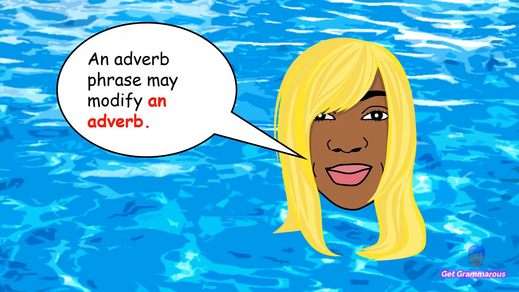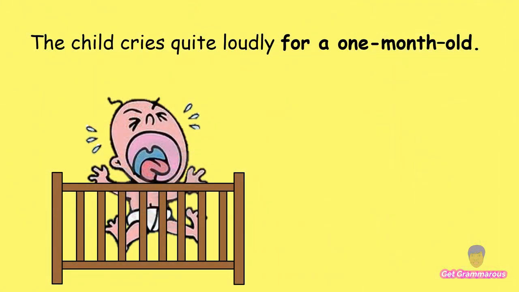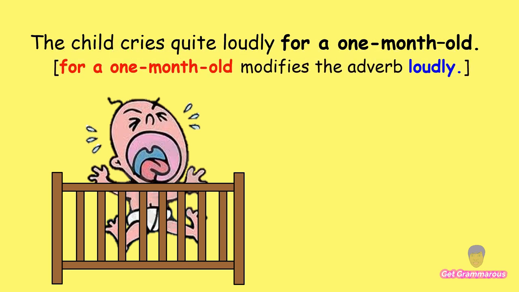An adverb phrase may modify an adverb. For example, the child cries quite loudly for a 1-month-old. The adverb phrase for a 1-month-old modifies the adverb loudly.